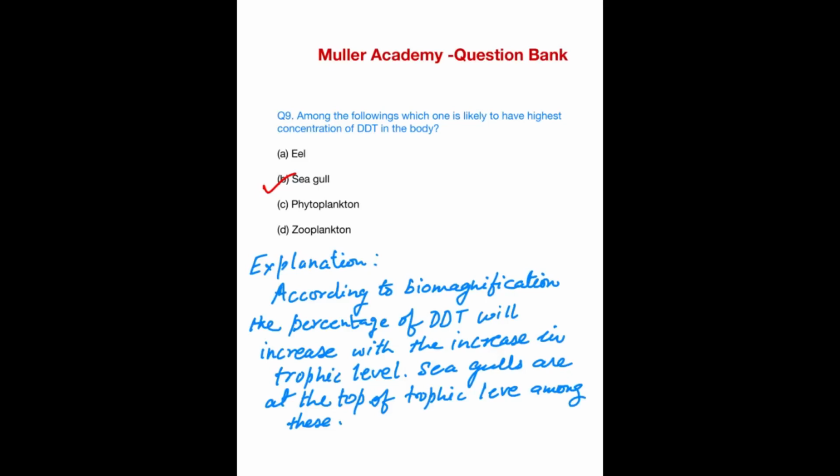If we see the seagull, it is the highest in the trophic level. So definitely in these options, this will have the highest concentration. So what is the explanation? According to biomagnification, the percentage of DDT will increase with increasing trophic level. Seagulls are on the top in these options, so this should be the answer here.